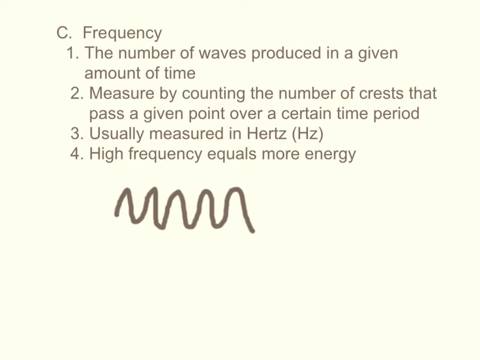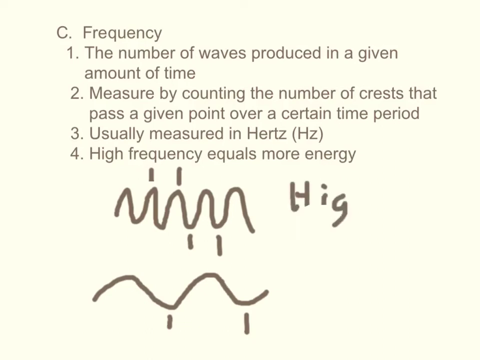Again, remember, we measure a period from crest to crest, or trough to trough. So something that has a lower frequency over that same or longer time is going to have a longer period. So the one up top would be considered a high frequency. The one down below then would be low frequency.